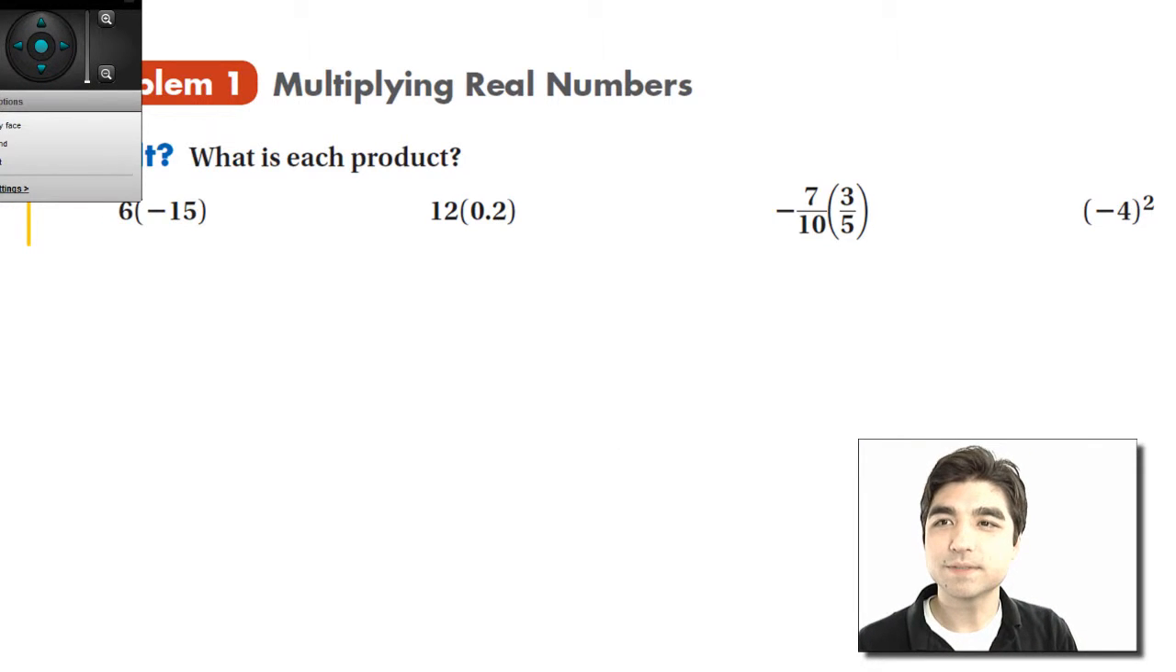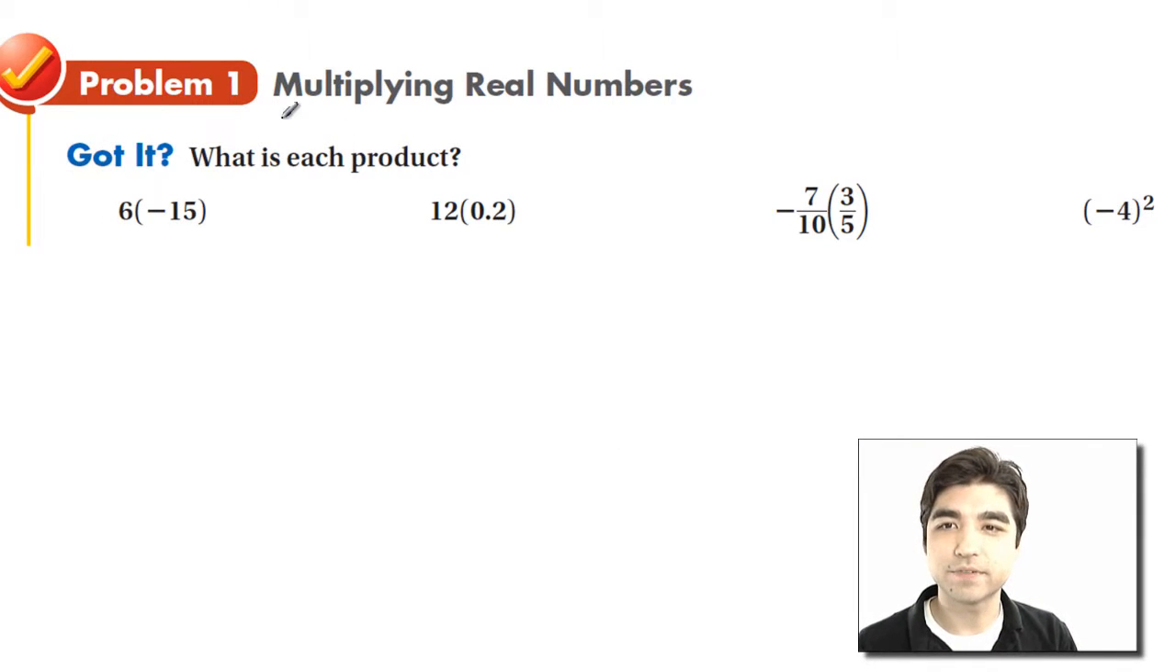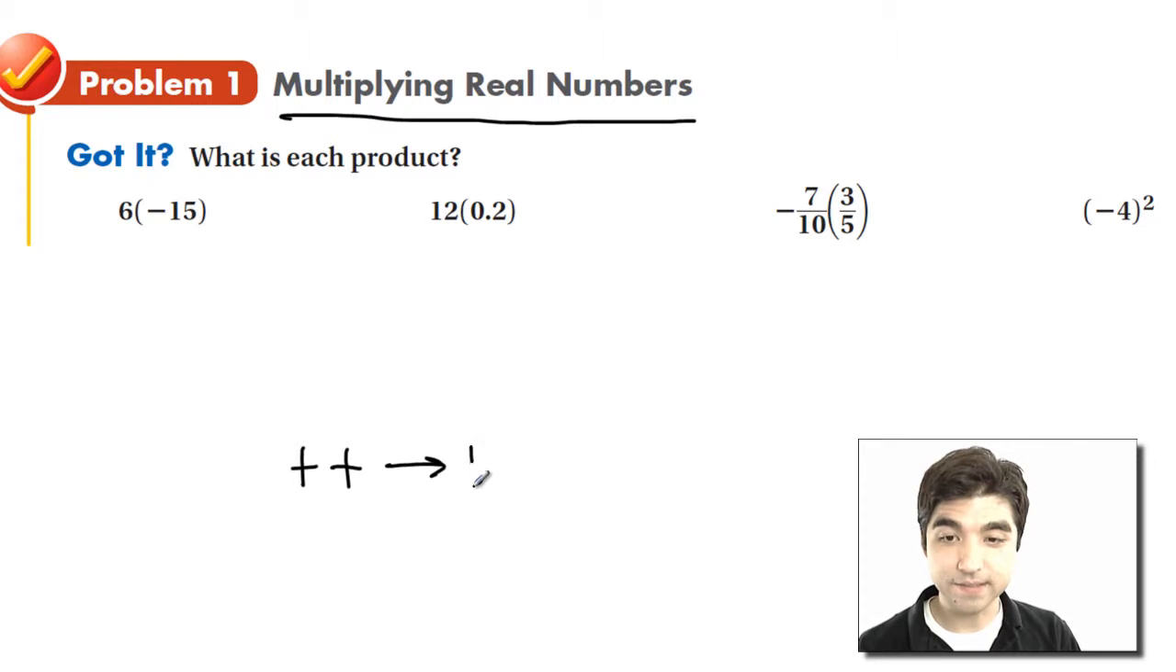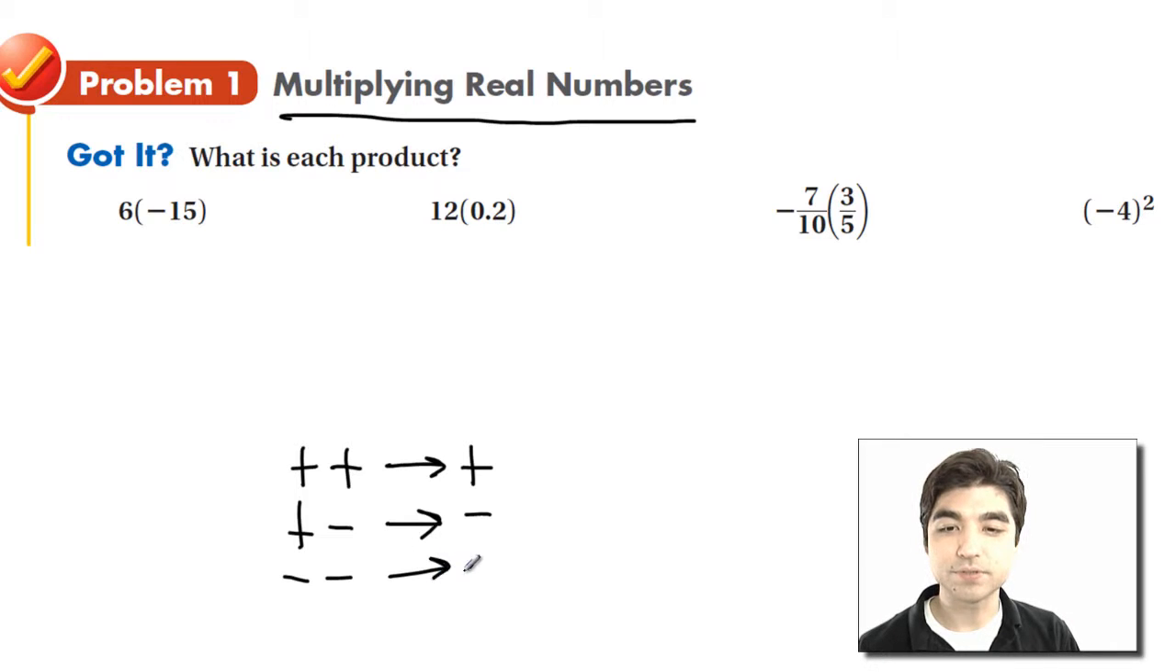Okay, so let's multiply some real numbers here. The main concept that you need to know is that if you multiply a positive and a positive number together, that's going to produce a positive number. If you multiply a positive and a negative number, that's going to produce a negative number. If you multiply a negative and a negative number, that's going to produce a positive number.